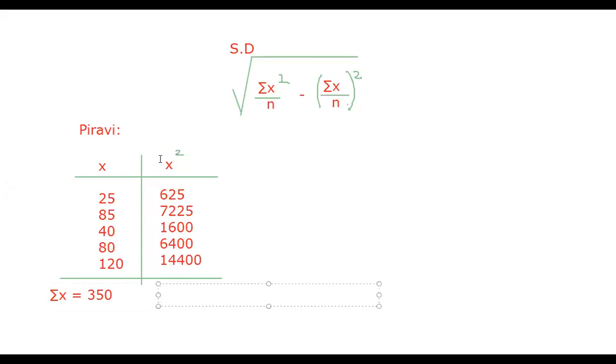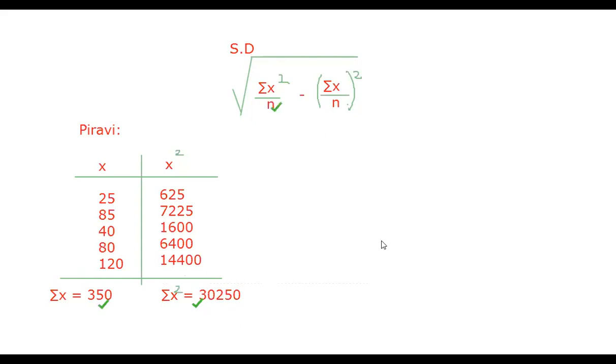What is our sigma x square? We need to add 625 plus 7,225 plus 1,600 plus 6,400 plus 14,400. So we can get the sigma x square value. If we add, we will be getting about 30,250. So this is our sigma x square value. So we have sigma x, we have sigma x square.